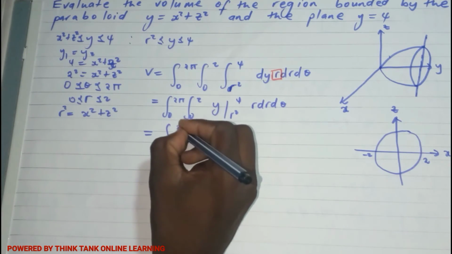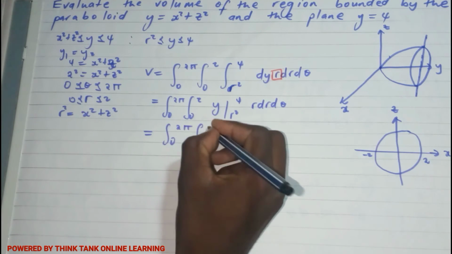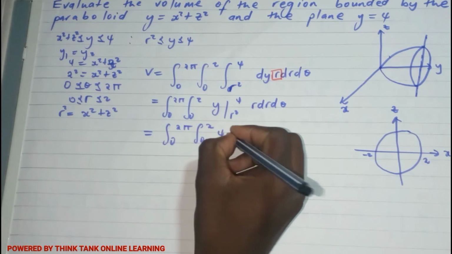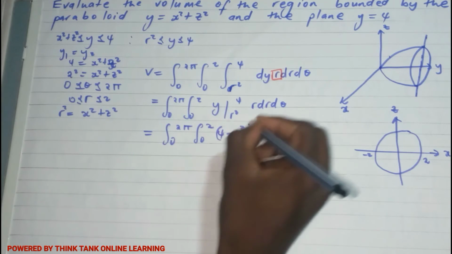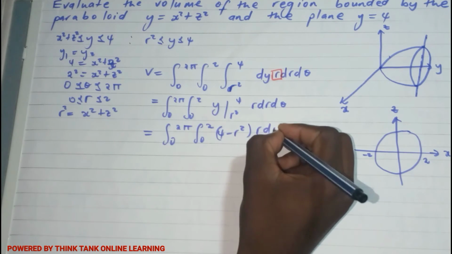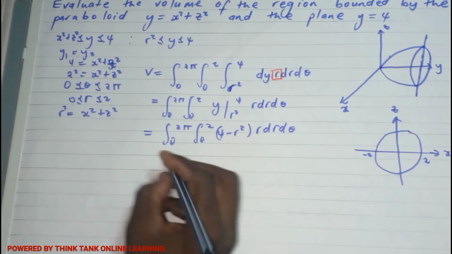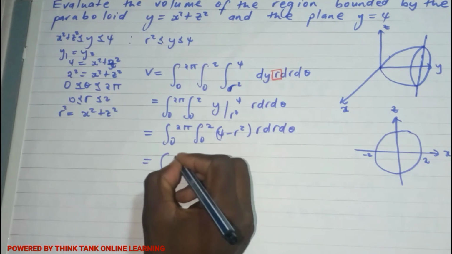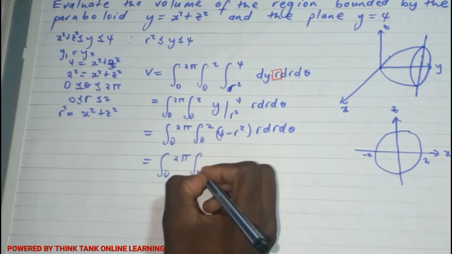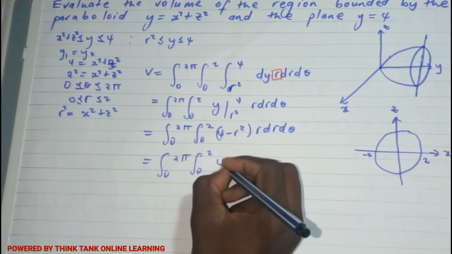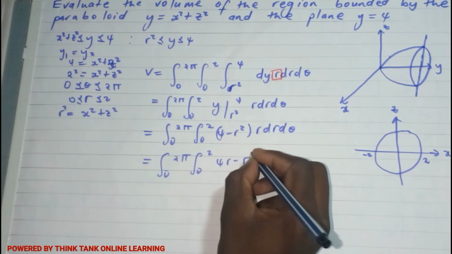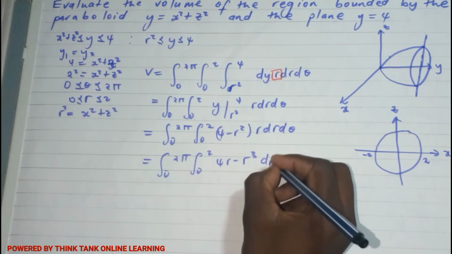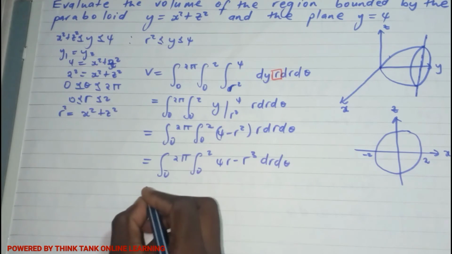from 0 to 2 pi, 0 to 2, we're going to get 4 minus r squared times this r dr d theta. So before doing anything, we're going to expand here. We're going to get 4r minus r to the power 3 dr d theta.